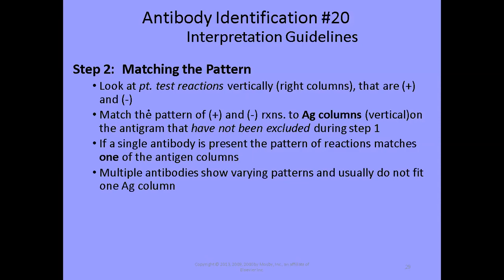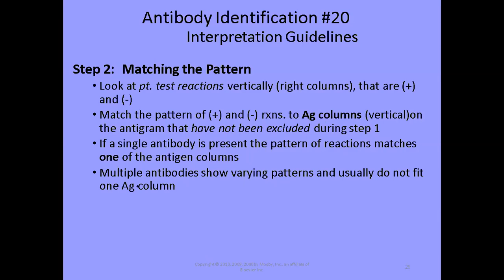And so basically we want to see if the pattern of positive and negative reactions my patient had with testing matches the positive and negative presence of the antigen in the columns that are left vertically, that have not been excluded. And when we do this, it's going to make a lot more sense. When an individual only has one antibody, the pattern should match one of the remaining antigen columns. When an individual has more than one antibody, it's not so cut and dry. There could be varying patterns, and they usually don't fit one antigen column.